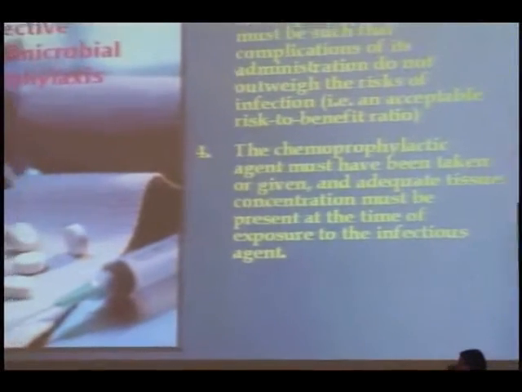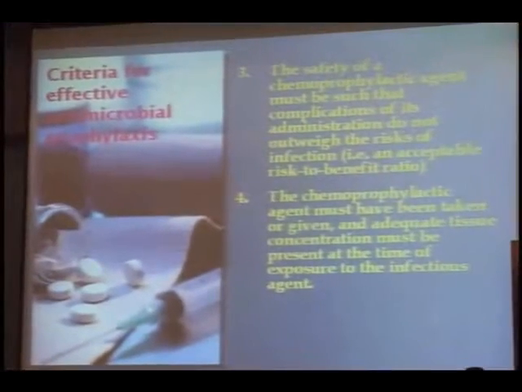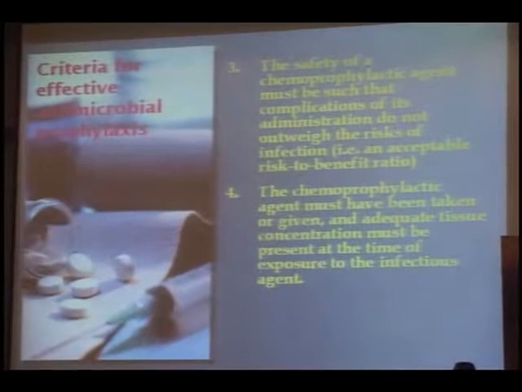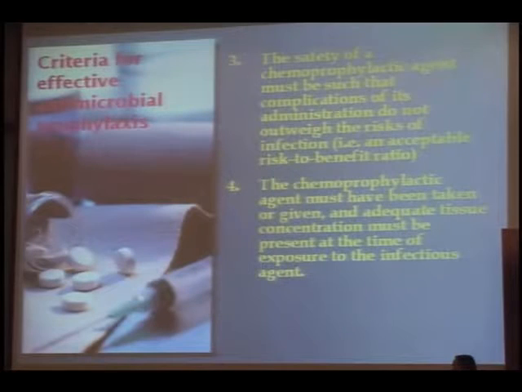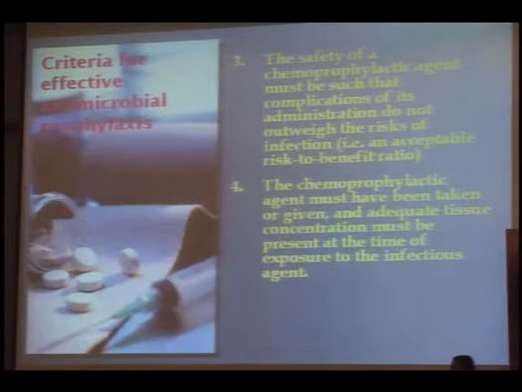Third, the safety of a chemoprophylactic agent must be such that complications of its administration do not outweigh the risks of infection, or the so-called unacceptable risk-to-benefit ratio. Fourth, the chemoprophylactic agent must have been taken or given, and adequate tissue concentration must be present at the time of exposure to the infectious agent. This criterion is most applicable to antibiotic prophylaxis in surgical procedures. And as I will demonstrate to you, we just don't give antibiotics at any time at the whim of the doctor when giving it for prophylaxis of a surgical procedure.